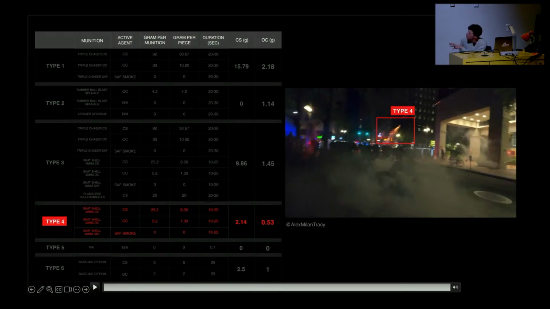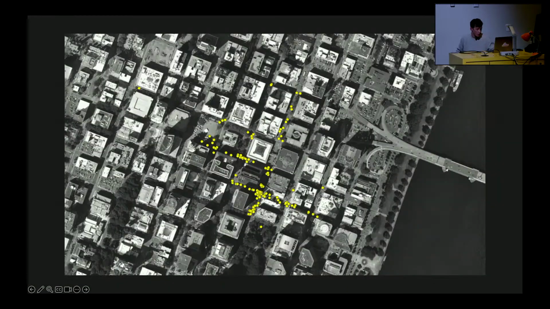images, geolocated and chronolocated images, and then we used a conservative formula algorithm for estimating how much CS or OC would have been or could have been in each of those emission points. By emission points, I mean this map. This is a selection of the locations that we know that the PPB fired a munition and it went down.